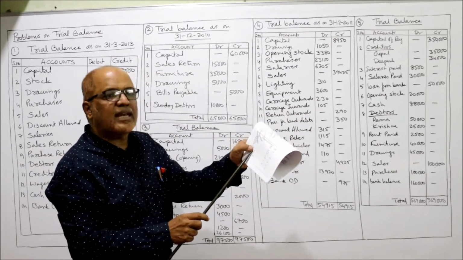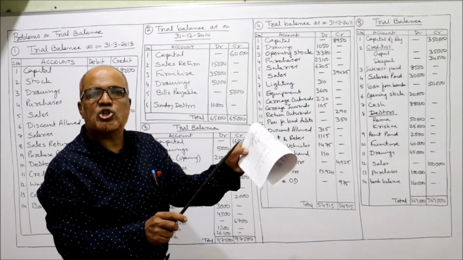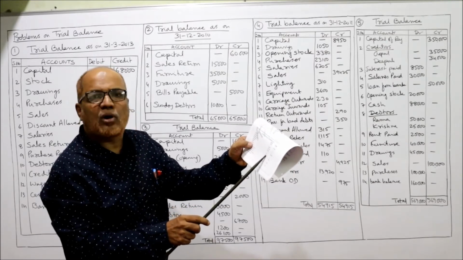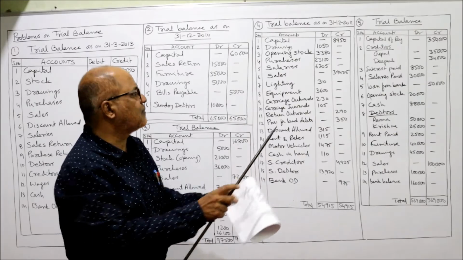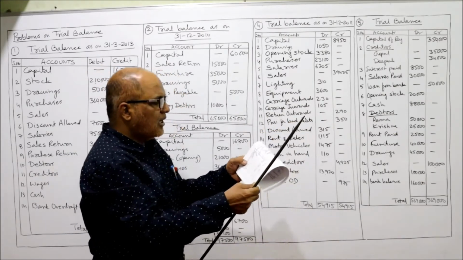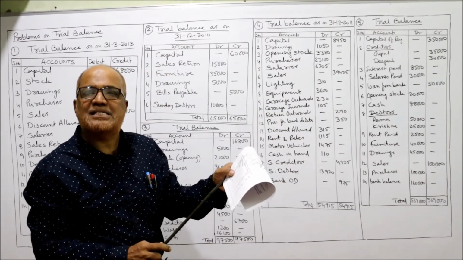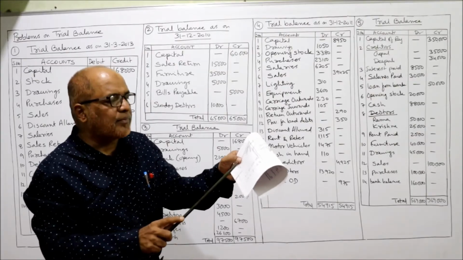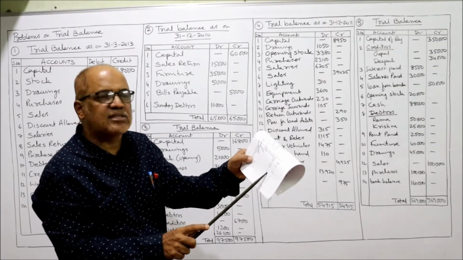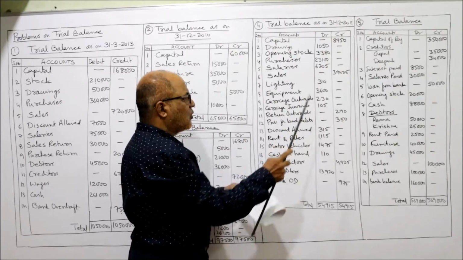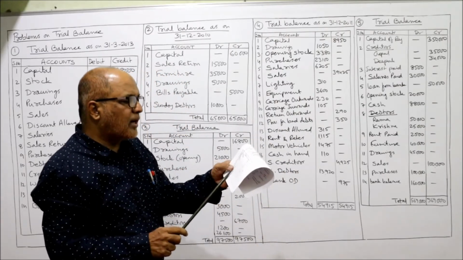Lighting. Lighting is an expense. It must show a debit balance, and it is taken in the debit column only, 310. Correct. So lighting, 310 debit. Equipment. Equipment is an asset. It should be taken in the debit column, and correctly it has taken 3,600. So 3,600 equipment. Carriage outward.